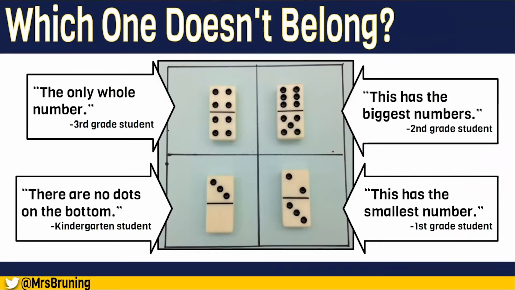The second grade student decides the top right doesn't belong, saying this has the biggest numbers. They saw the quantity and noticed that either the 6 is the largest number represented or the total is the largest sum represented. The first grade student decides the bottom right doesn't belong, saying this has the smallest number.